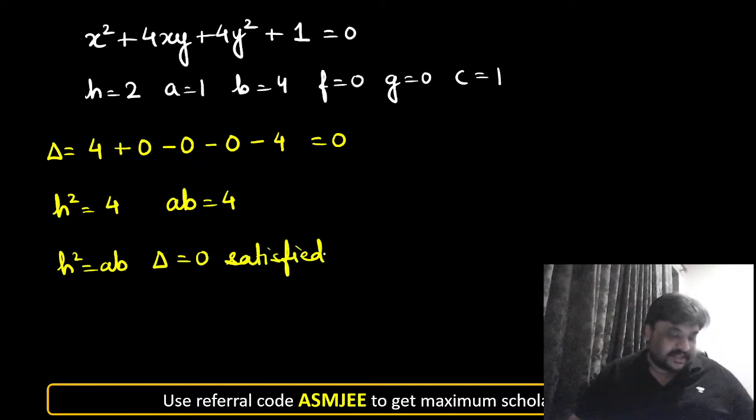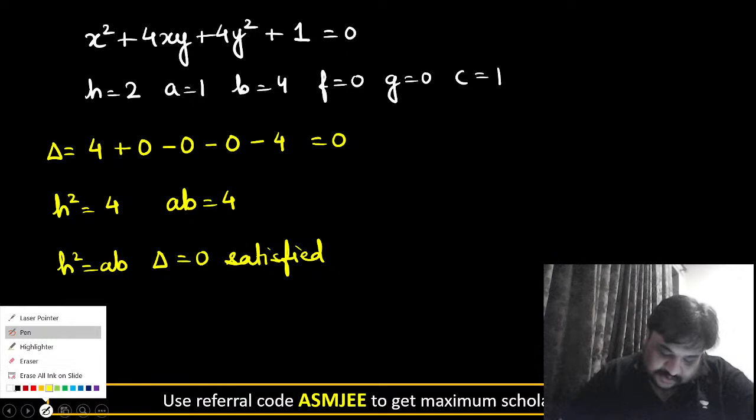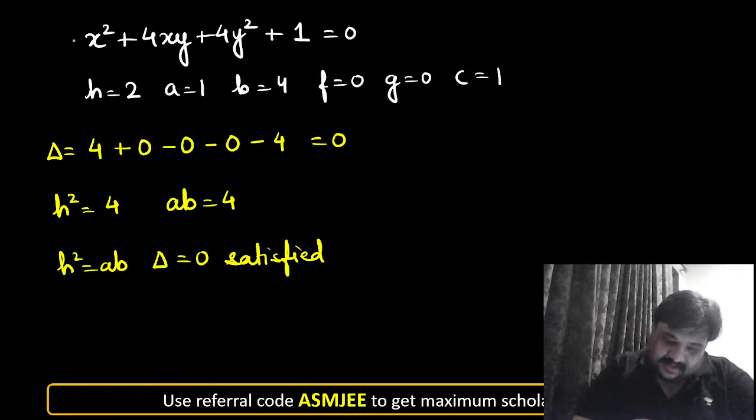Now try to sketch it. You will not be able to sketch it. This is a pair of straight lines for sure, but not a real one. Why? I'll show you why. This is this equation.